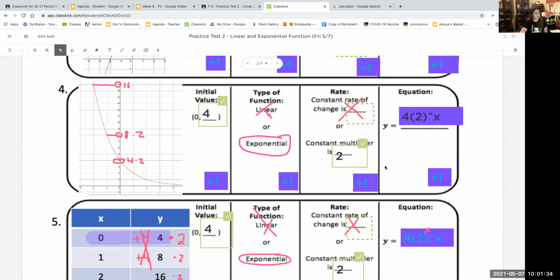This is wrong. It should be 1/2. I wrote it wrong. It should be 1/2 because you're going from 16 to 8 to 4. So you're dividing by 2. So that should be it.